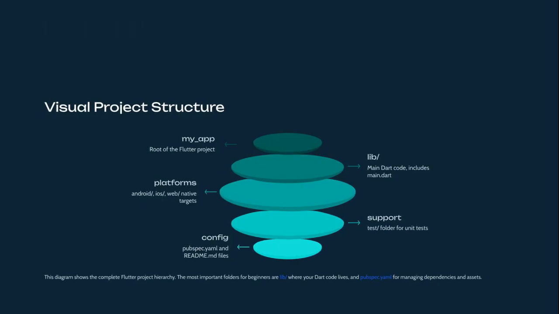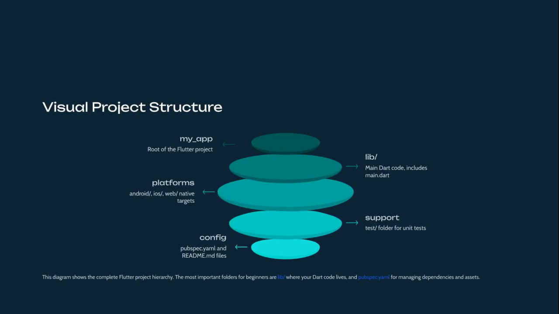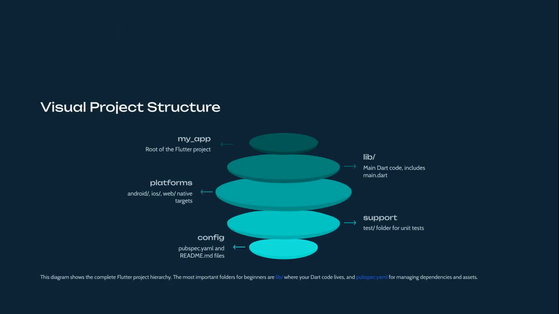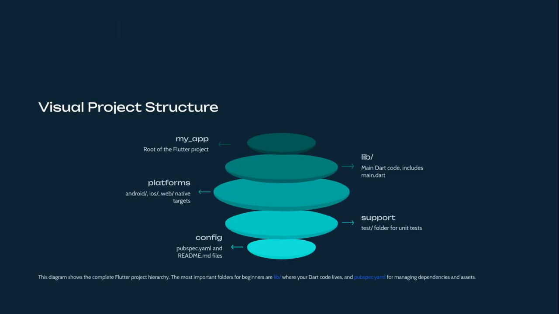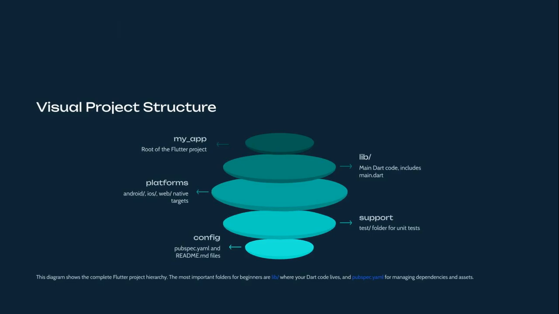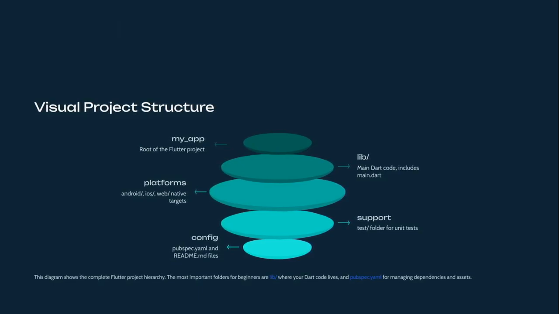This diagram illustrates the complete Flutter project hierarchy, giving you a clear overview of how everything is organized. For beginners, the most important parts to focus on are the lib folder, where all your Dart code lives, and the pubspec.yaml file, which is used to manage dependencies and assets in your project.